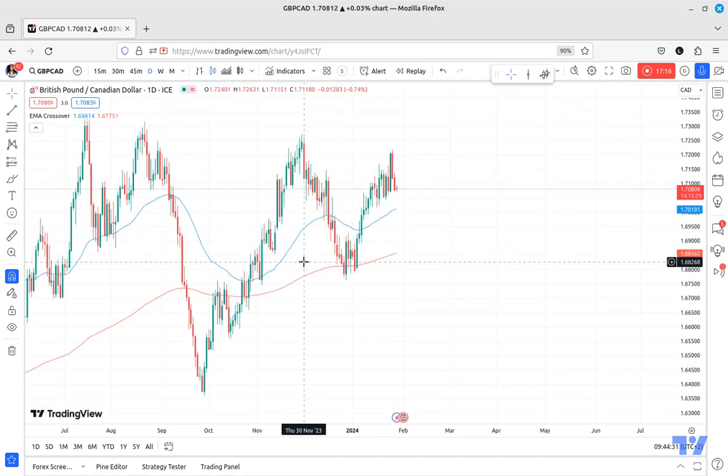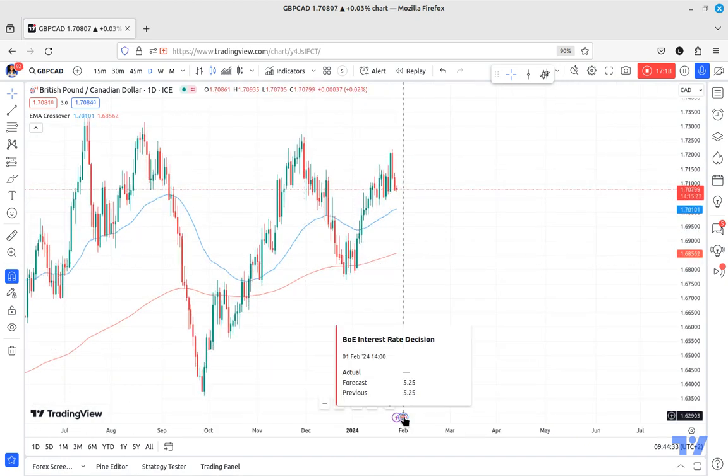And we can see that if we look at the breaking news here, the Bank of England has an interest rate decision on 1st of February this week, and they are forecasting at 5.25%. So you can see that what we were talking about in the education is actually related to what is happening in the forex trading market.